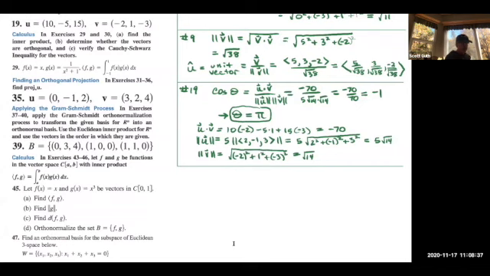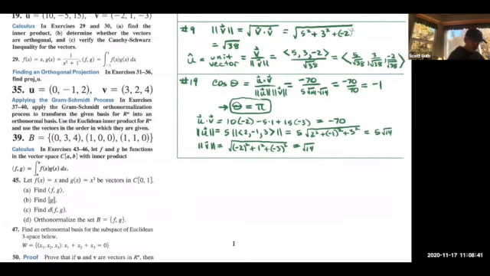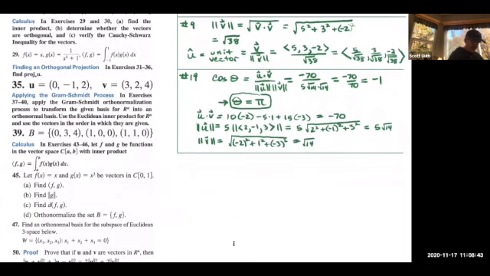Okay, so there's 19. Let's see, now we've got to do 29. So let's give this one a go. I'll just call it F. F is X. G is 1 over X squared plus 1.